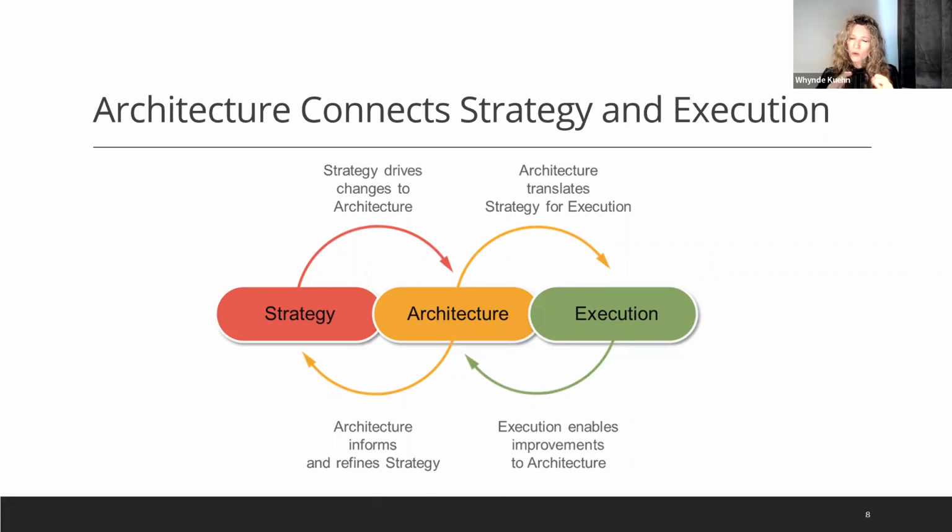So to go a little bit further now on how architecture does connect strategy and execution, an overall view here, we can think about an iterative flow of strategy can drive changes to an organization's architecture. That architecture is going to translate and frame those changes for execution. And by the way, in this conversation, waterfall, agile, from this perspective, I'm at a higher level, right? So agnostic of that. Execution then will improve our architecture, for example, enhancing the way that we enable capabilities today. And then furthermore, architecture informs and refines strategy.